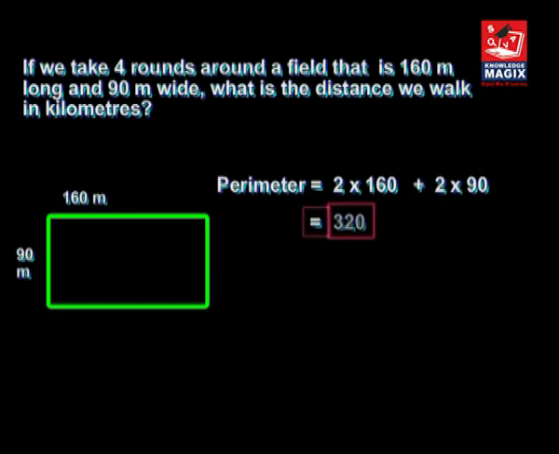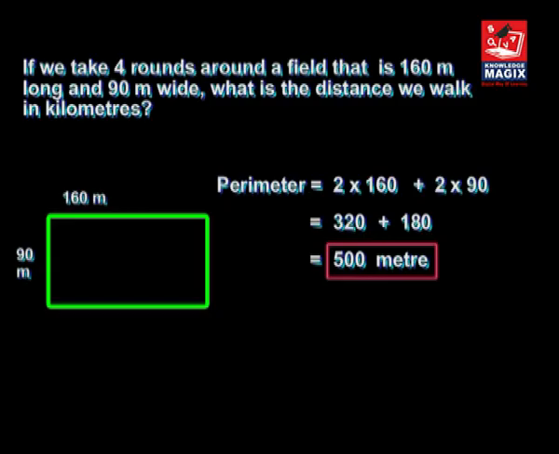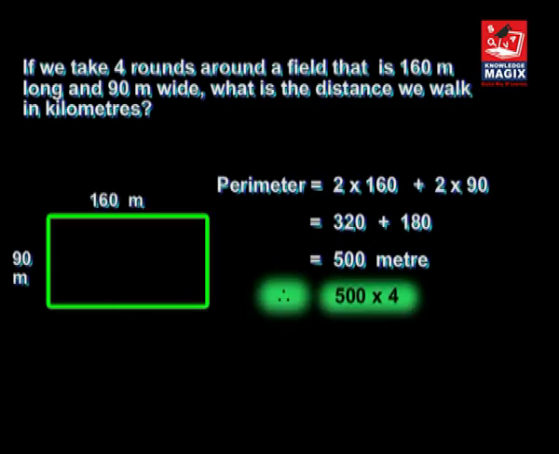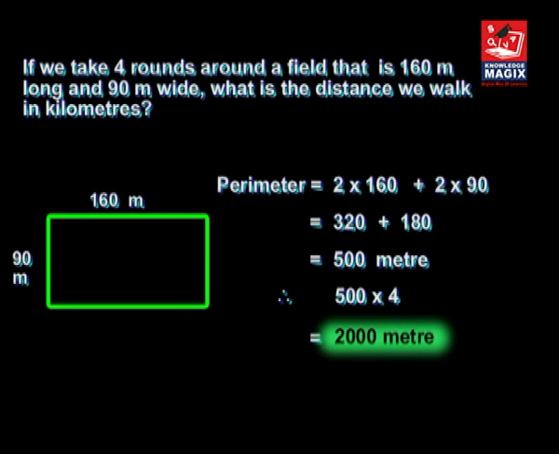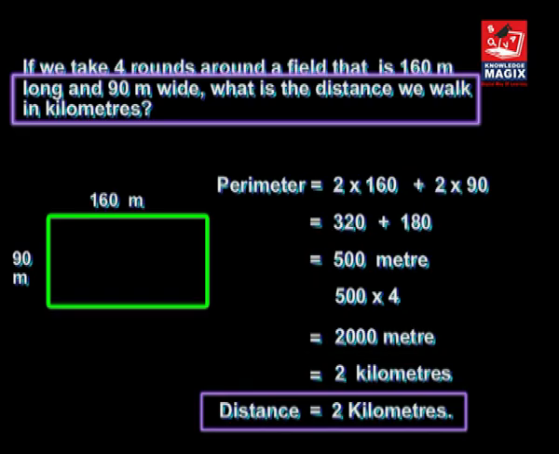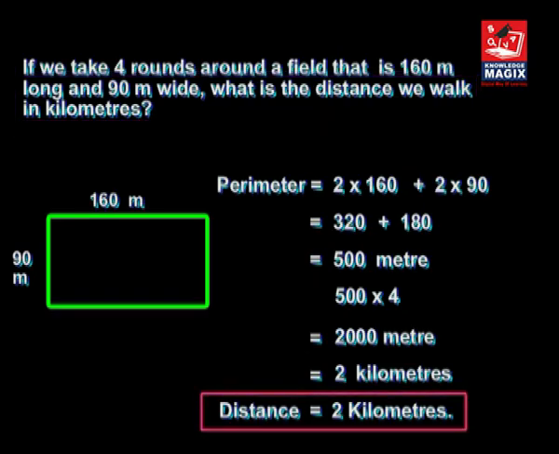That is equal to 320 plus 180, equal to 500 meter. Now if we take 4 rounds around the field, that means 500 meter into 4 is equal to 2000 meter. That is equal to 2 kilometers. So the distance we walk is 2 kilometers.